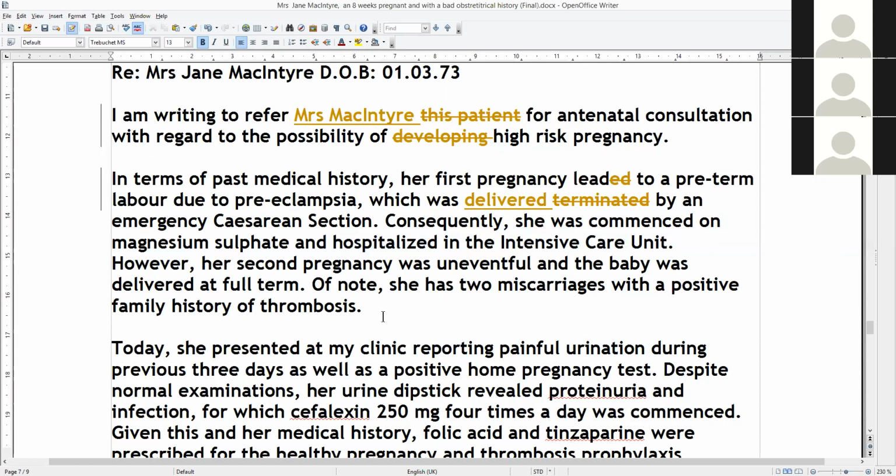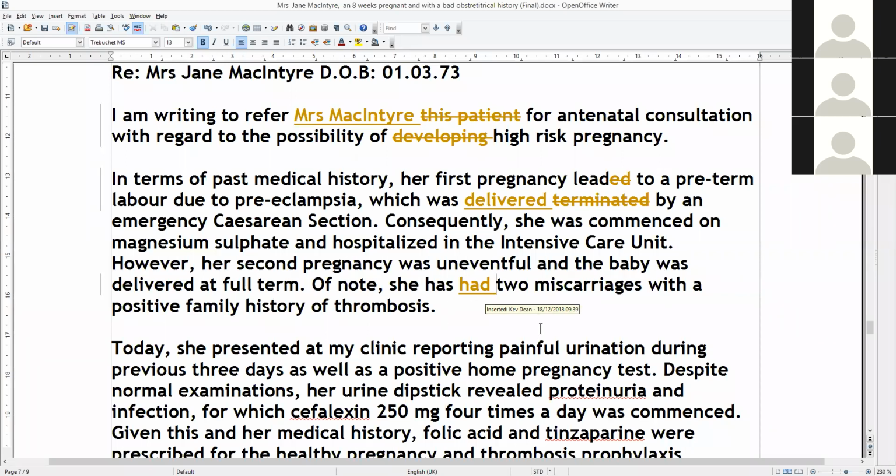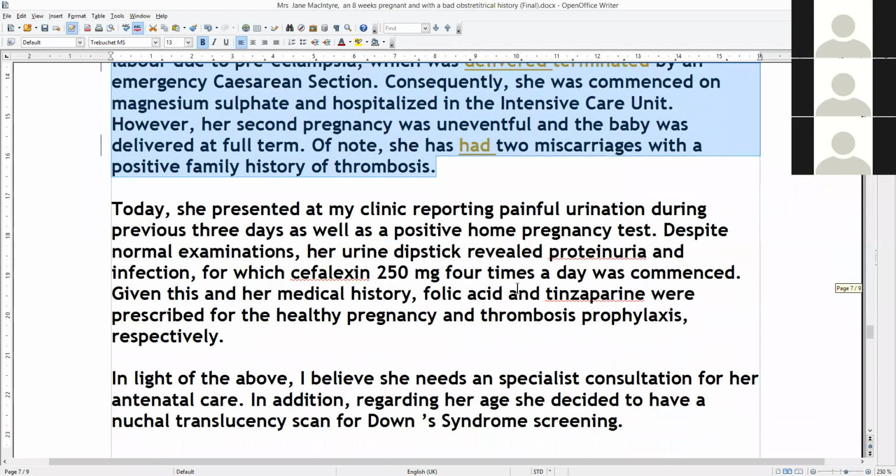Okay, as you would expect. Her second pregnancy level on babies with the full term. She has 2 miscarriages, has had 2 miscarriages, present perfect. The positive, because you don't say when, has had present perfect. With a positive family history of thrombosis. Okay, now that's not bad, okay? Relatively clear, just a couple of things, but all the key information's there.